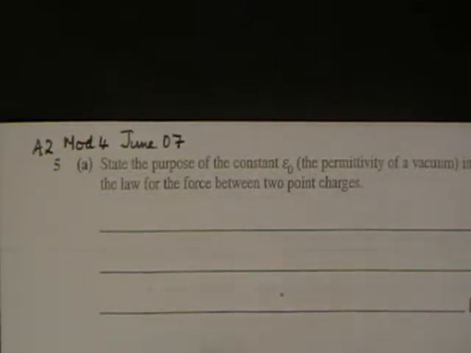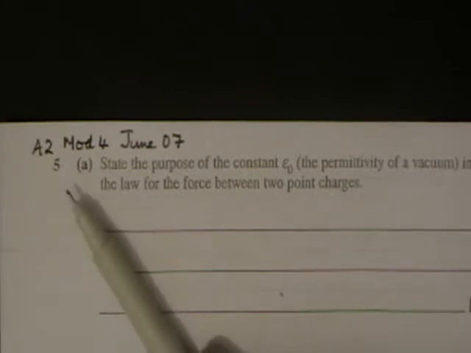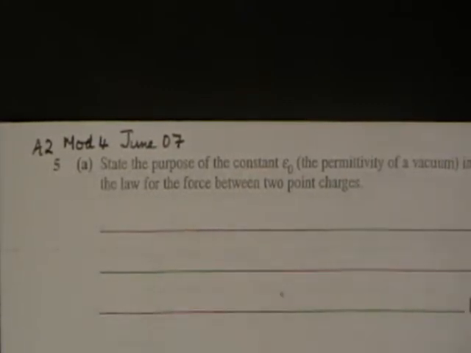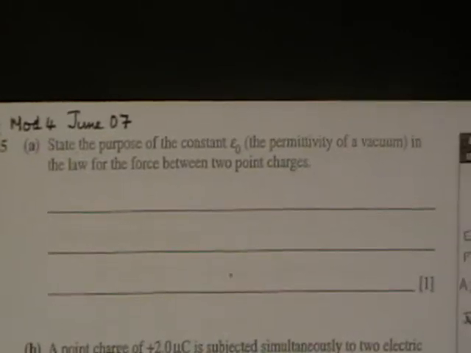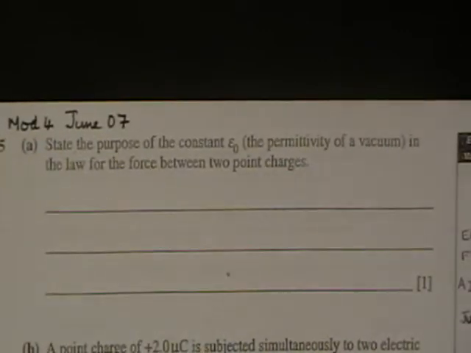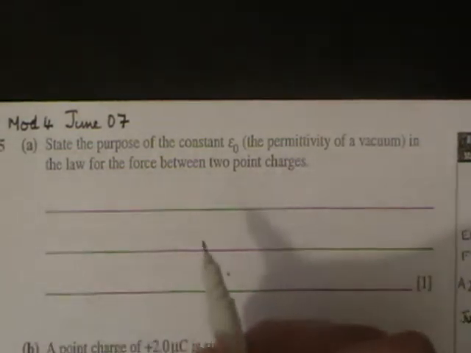Okay, this is June 2007, Module 4, Question 5. The question starts by asking us to state the purpose of the constant epsilon naught in the law for the force between two point charges. Now the purpose of this is to ensure the units are correct either side of the equation, and that has come up before, so it's important that we remember that.